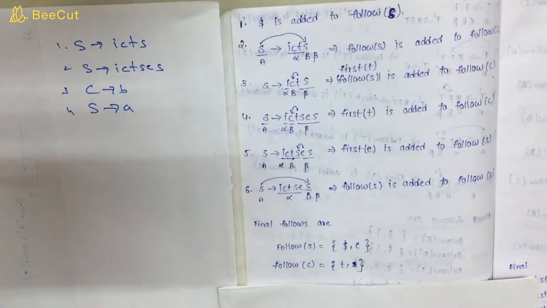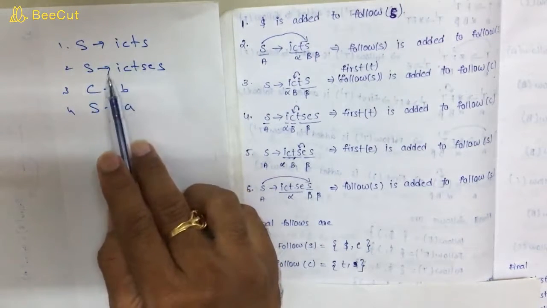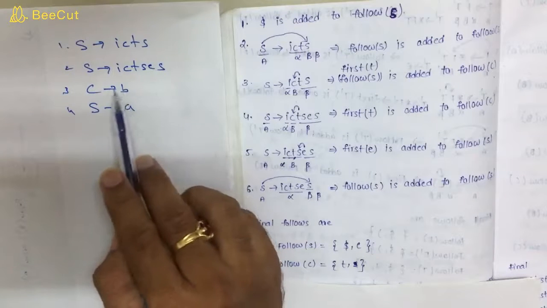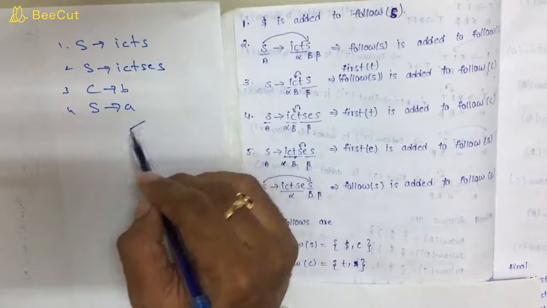So we are going to be computing the follow for the given grammar. Here the given grammar is S tends to ICTS, S tends to ICTSES, S tends to A, C tends to B. Now I'm going to be computing the follow for this grammar.